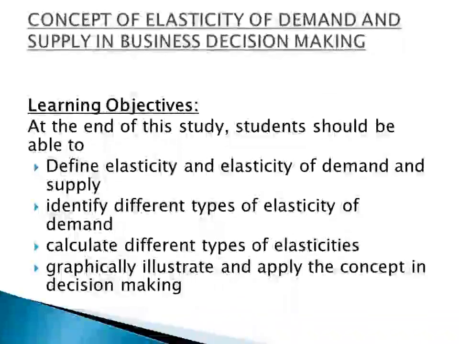Now we are going to be studying elasticity of demand and supply and how it is applied in business decision making. Every organization must strategize when it comes to increasing price, reducing price, or maintaining prices. Therefore, at the end of this lesson, students should be able to define elasticity and elasticity of demand as well as supply, identify the different types, make necessary calculations, and be able to graphically illustrate. And also must be able to apply the concept when it comes to decision making in businesses and in organizations.